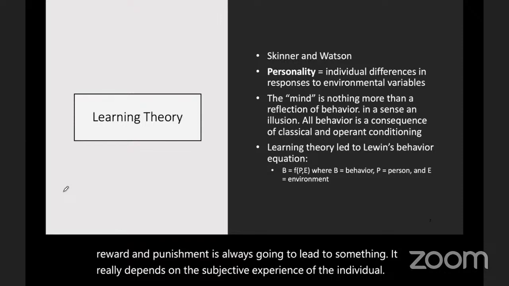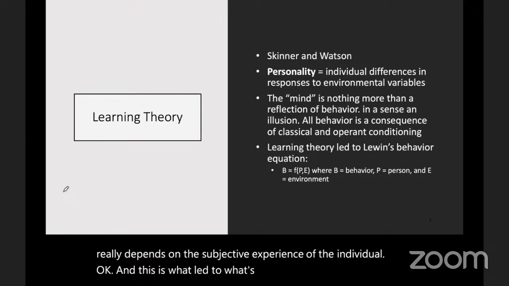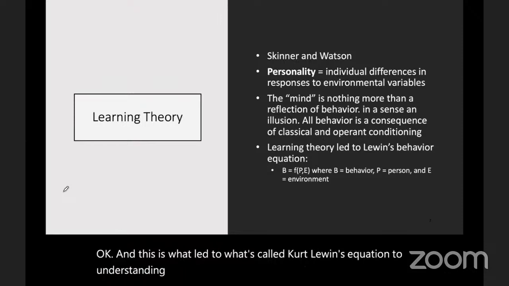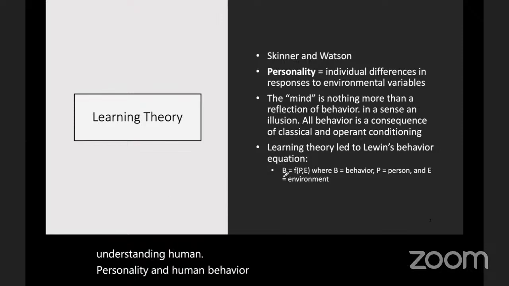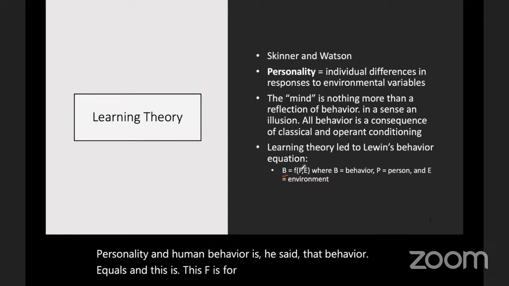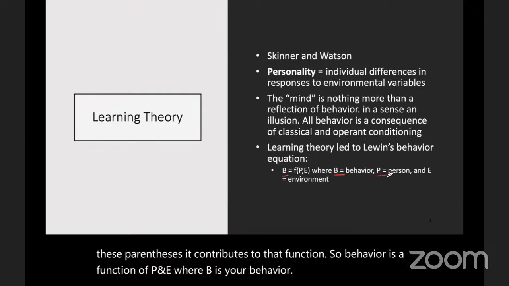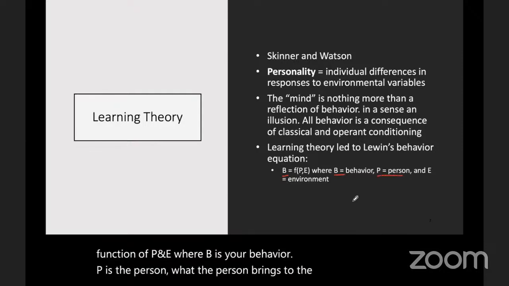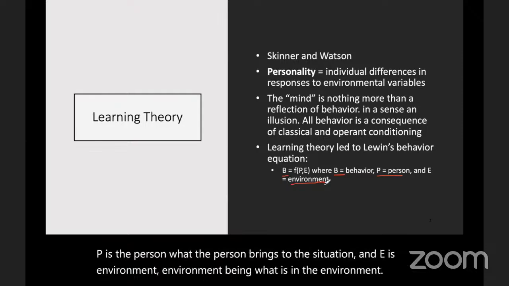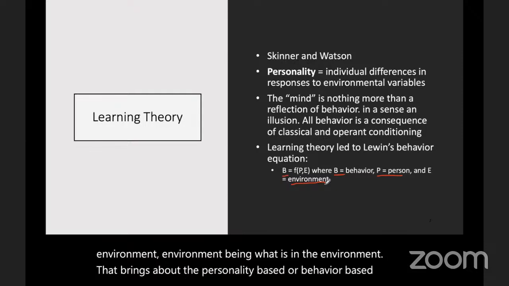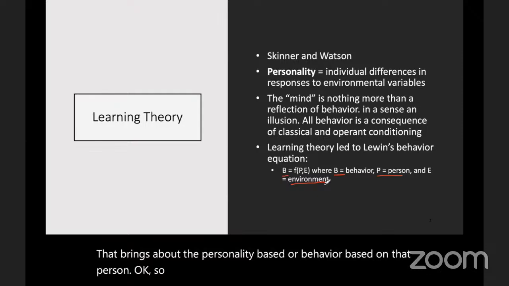Okay, and this is what led to what's called Kurt Lewin's equation to understanding human personality and human behavior. He said that behavior equals F, and this F is for function, and then everything inside these parentheses contributes to that function. So behavior is a function of P and E, where B is your behavior, P is the person, what the person brings to the situation, and E is environment. Environment being what is in the environment that brings about the behavior based on that person. Okay. So behavior is a function of the person and their environment.